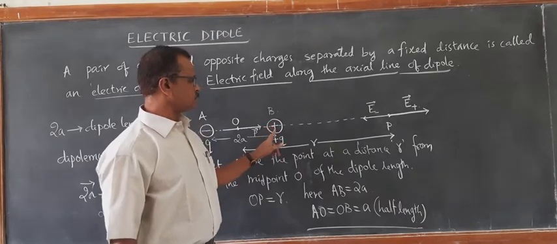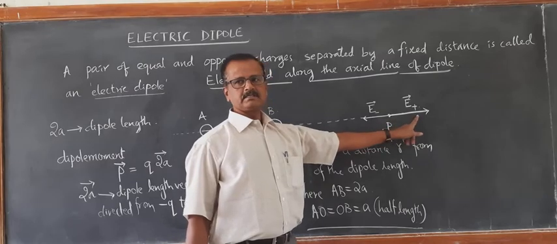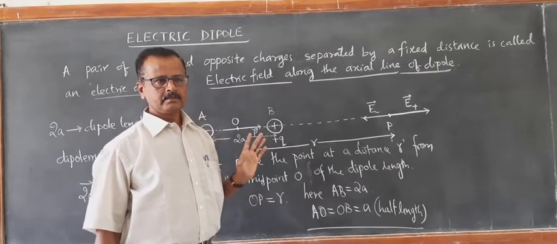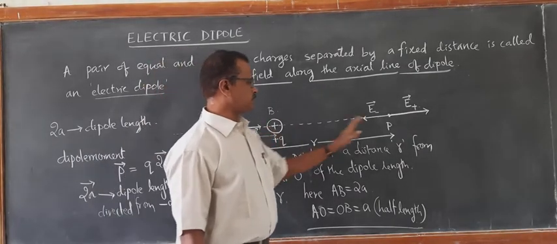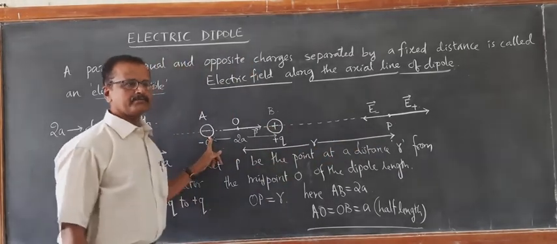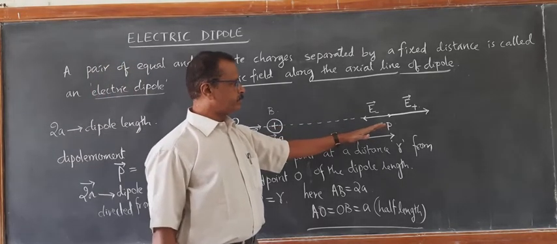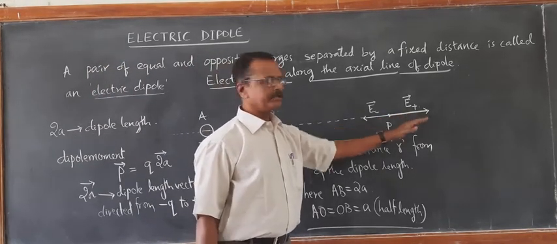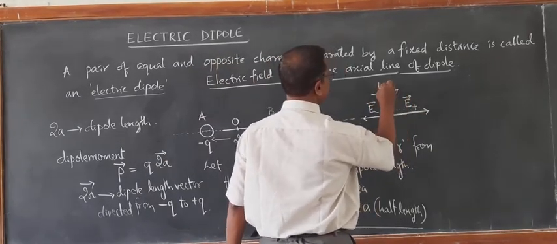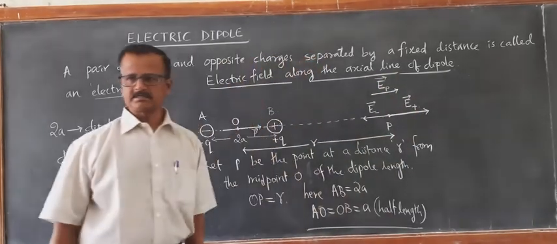Since the positive charge is closer to this point P, naturally E plus is of greater magnitude than E minus, because the positive charge is closer to point P and the negative charge is a little farther away. Therefore, the net electric field will be along the direction of E plus. So I can show here, this becomes the net electric field at P, which is along E plus.